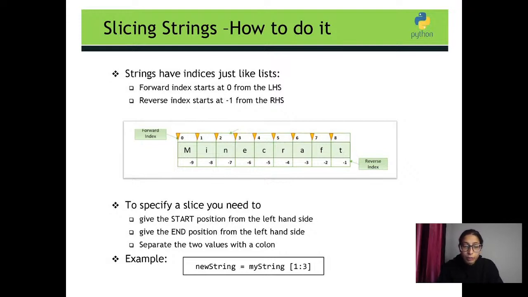Now we will be learning about more examples, like how we use iterations in indexing and slicing. Now comes slicing in Python: how to specify a slice. We give a start position, we give an end position, and we separate the two values with a colon.